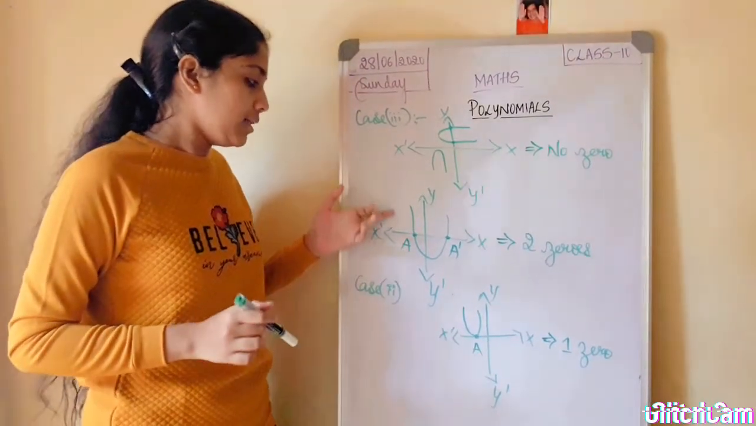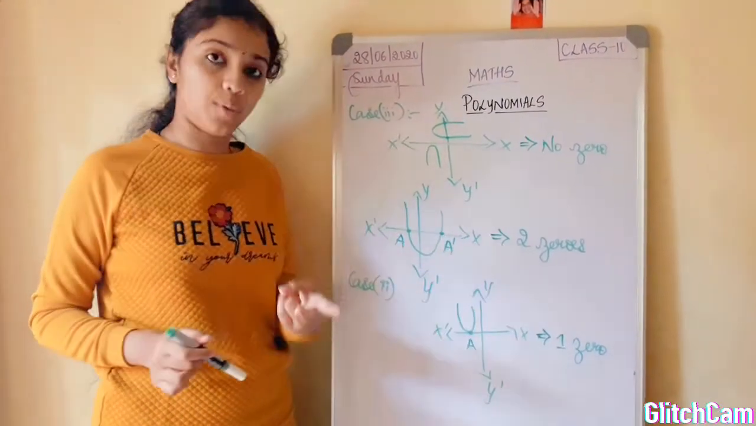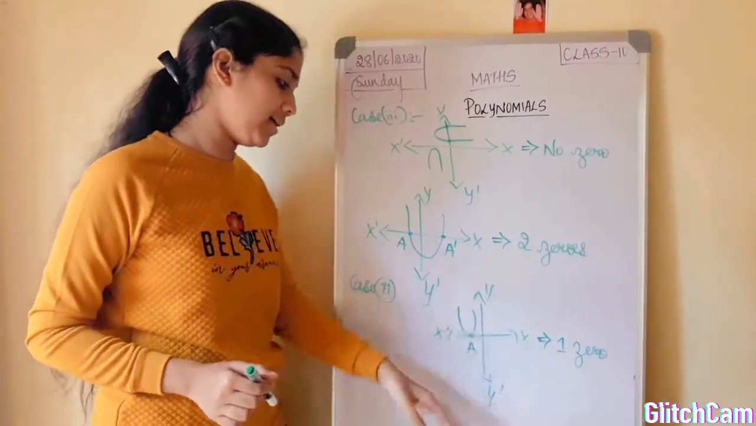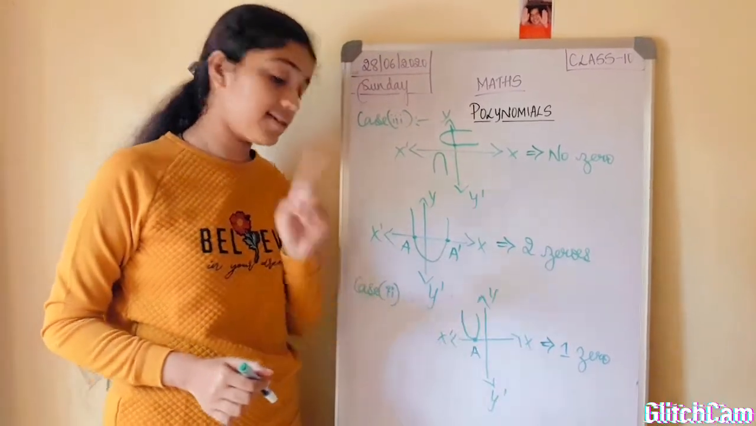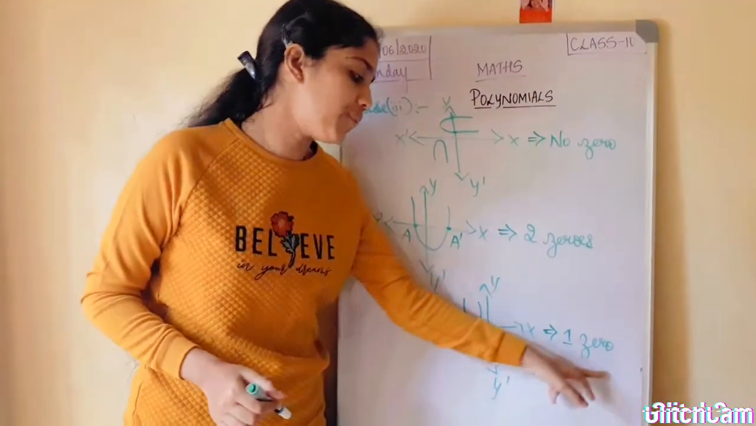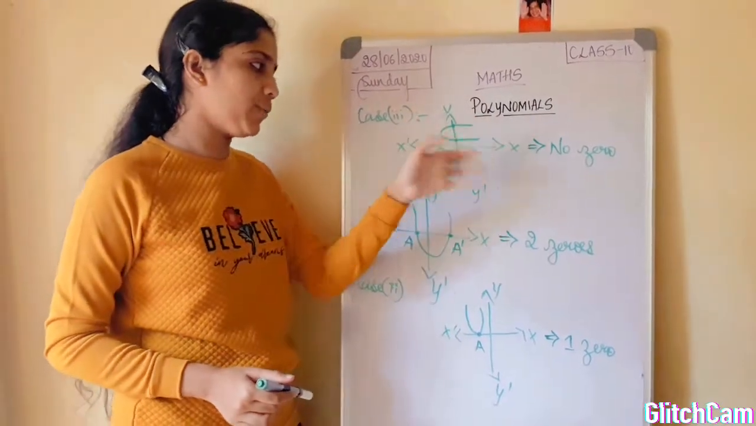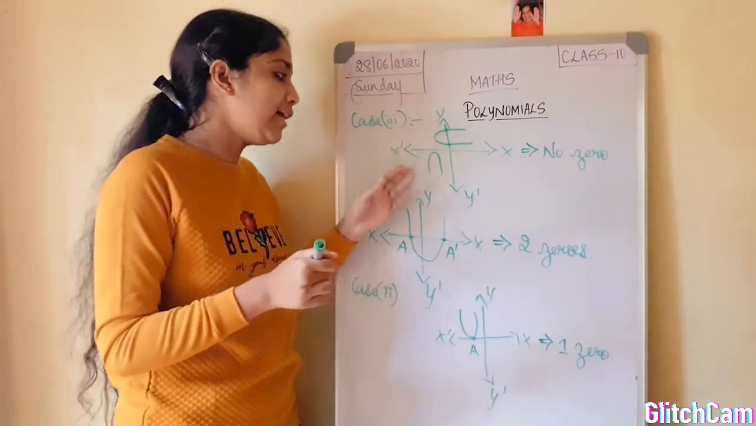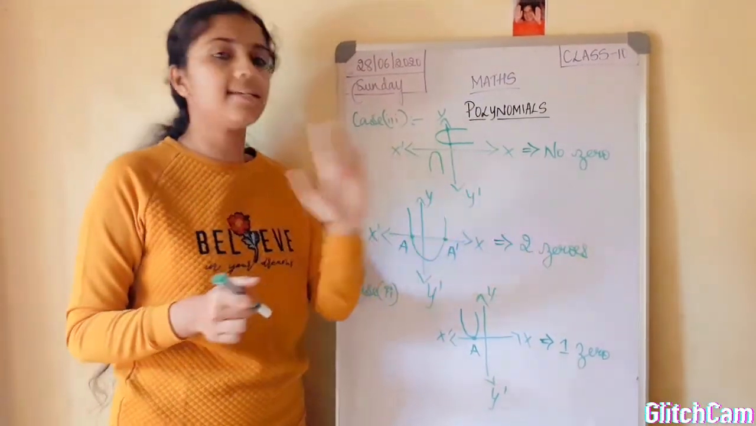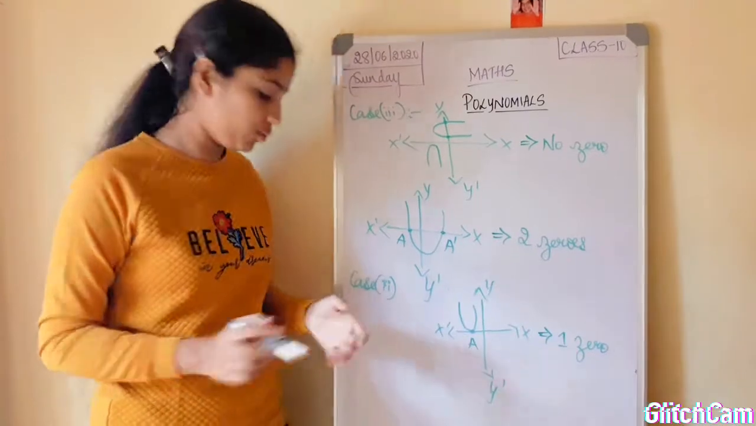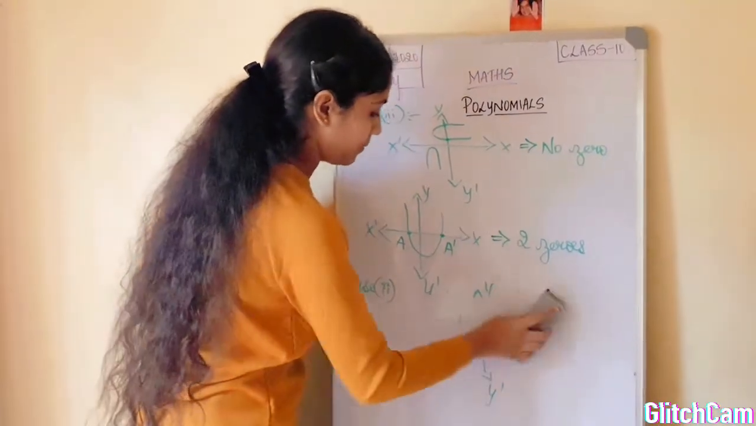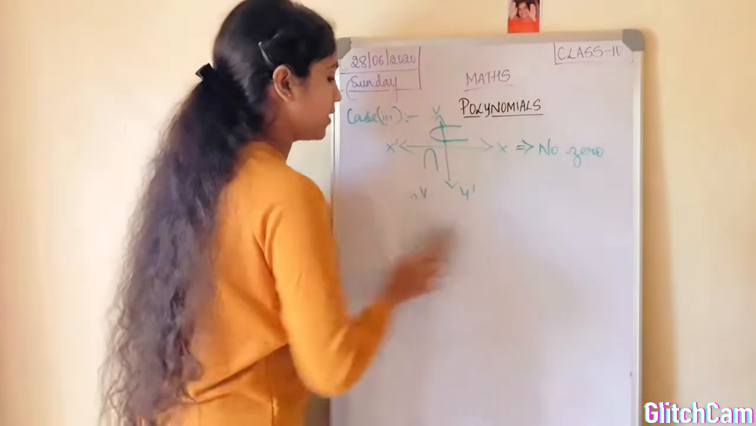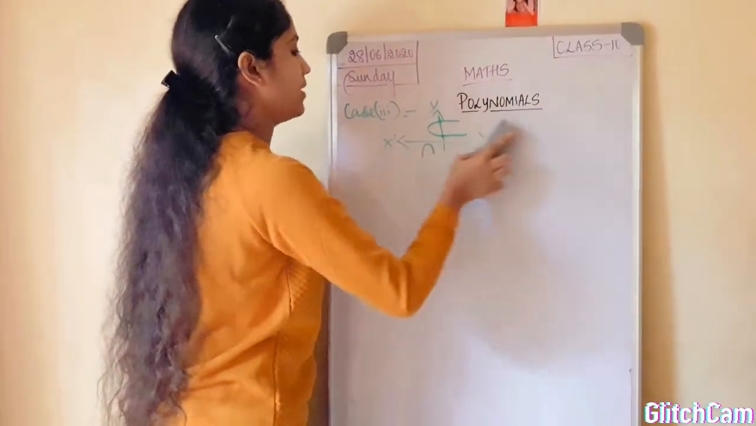So if the parabola is intersecting the x-axis twice, then the polynomial has 2 zeros. And if the parabola is intersecting the x-axis once, then it has 1 zero. And if the parabola is not intersecting the x-axis, there is no zero. Even if it is not touching, the main thing is if it intersects the x-axis, you will have a zero, and if not, then you don't have any zeros. So this is all about parabolas and finding the zeros of the quadratic polynomial using the geometrical method or the graphical method.